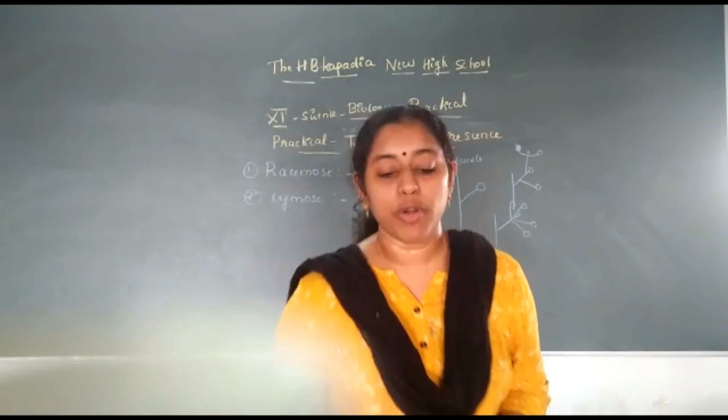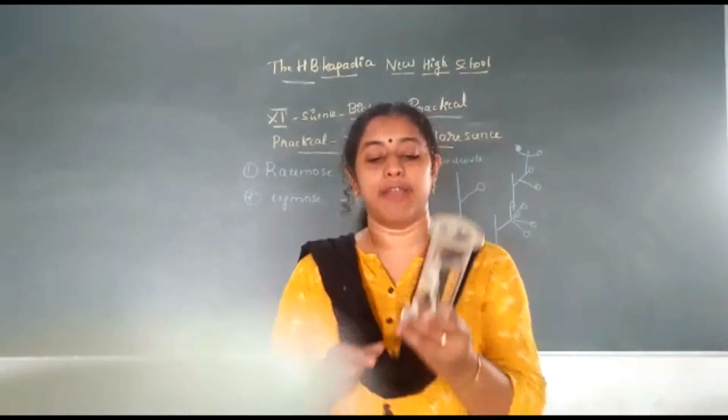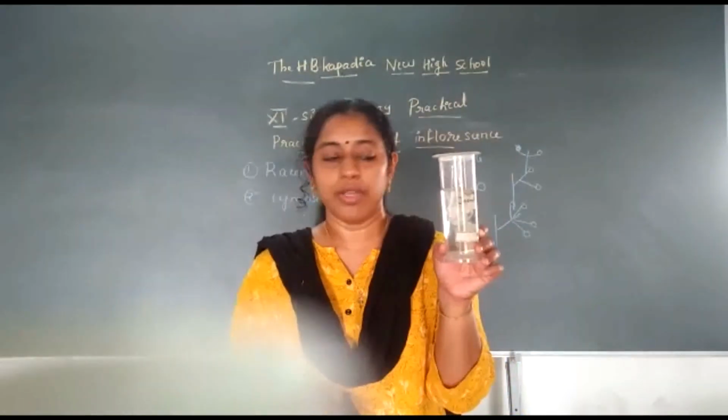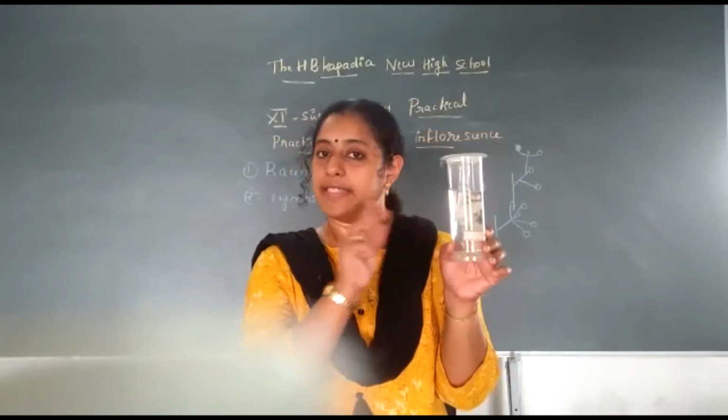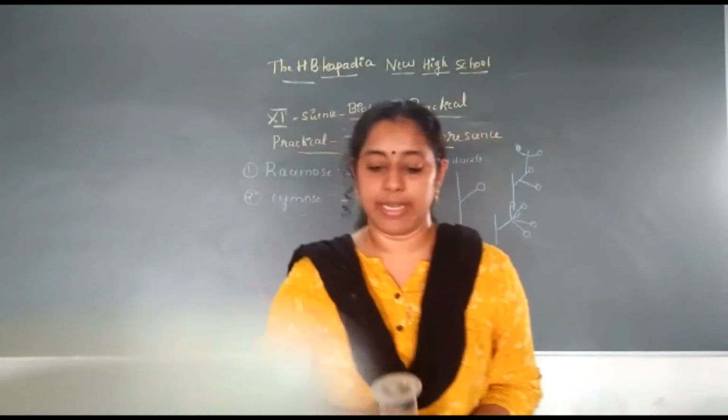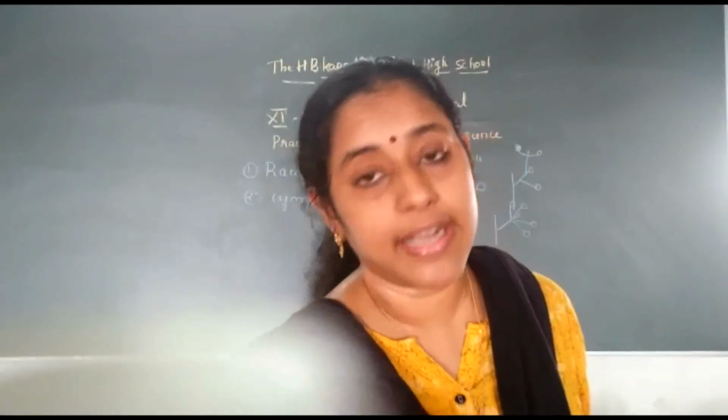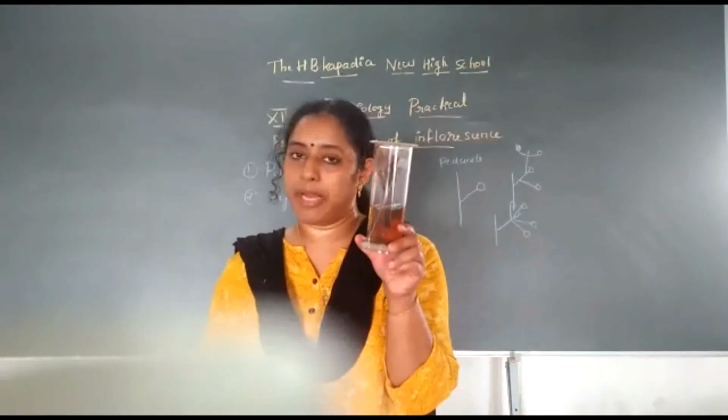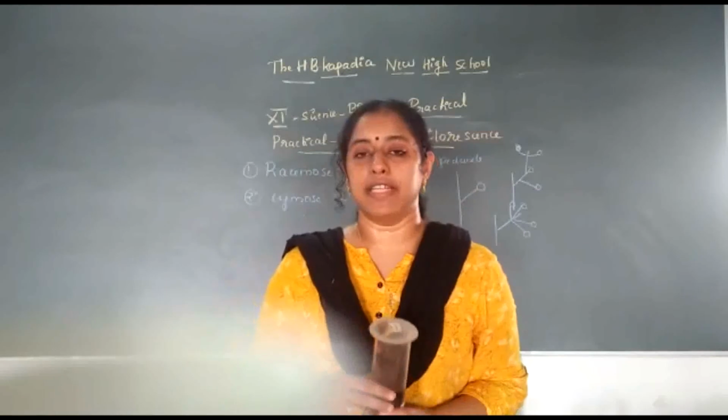An example for biparous, I have given you jasmine. Okay, you can find that the jasmine axis is divided into two flowers at a time. If more than two flowers are arising, then it is called multiparous. A typical example is nerium.